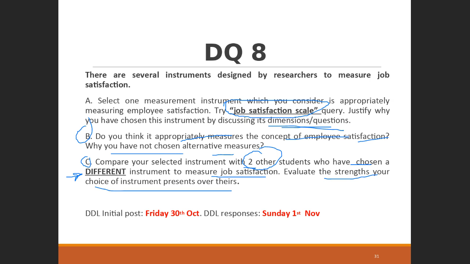So this is the activity for this week. Friday 30th is the deadline for the initial post, and the deadline for responses is Sunday 1st November. Any ambiguity about the discussion question? Any question? Anything which is not clear about this particular discussion question?